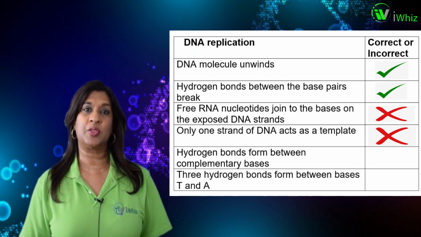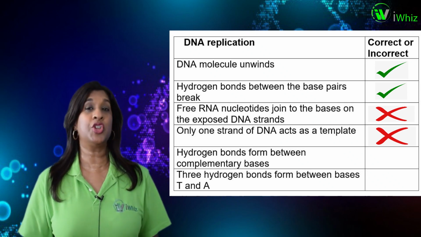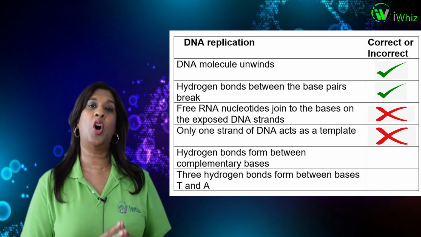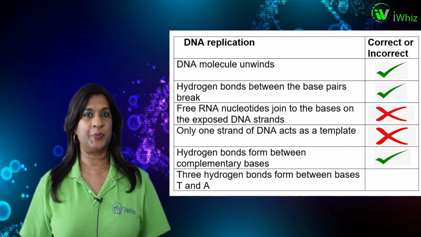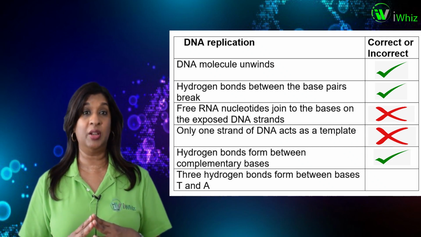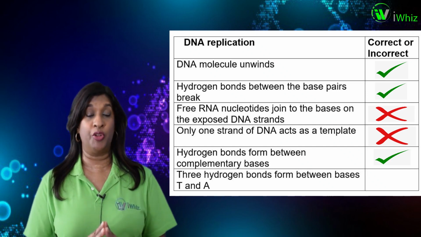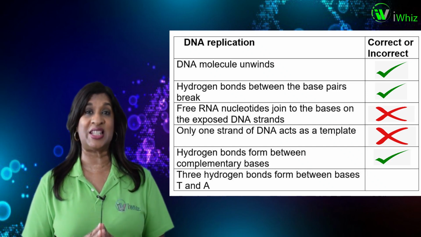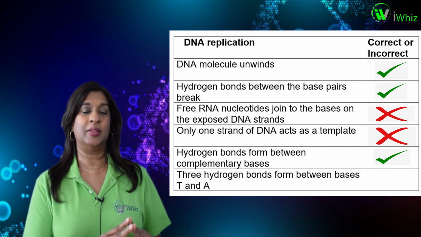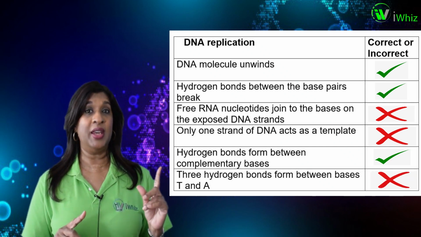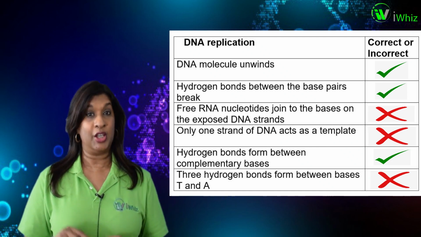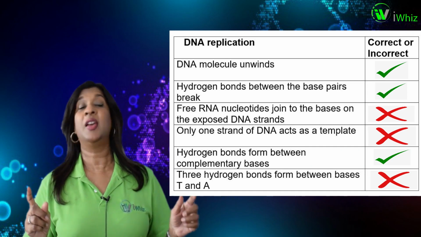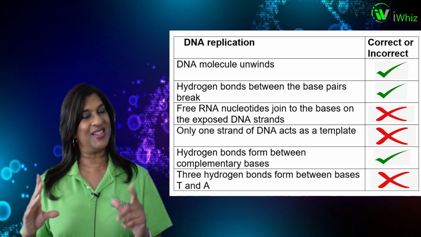The next statement, hydrogen bonds form between the complementary bases. That statement is correct. And the last one on the table, 3 hydrogen bonds form between the bases T and A. That's incorrect. Thymine and adenine are bonded together by 2 hydrogen bonds. It's your guanine and your cytosine that have 3 hydrogen bonds, right? Okay, let's move on to our next questions.